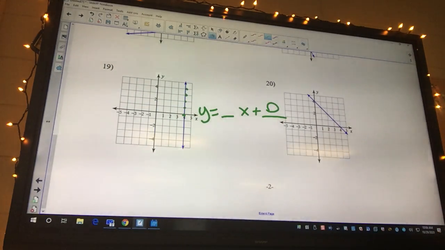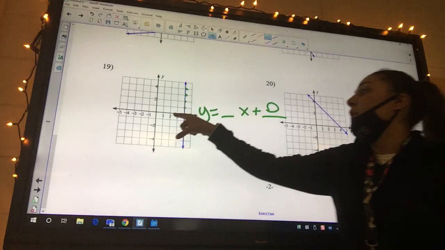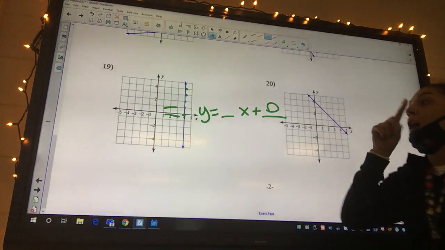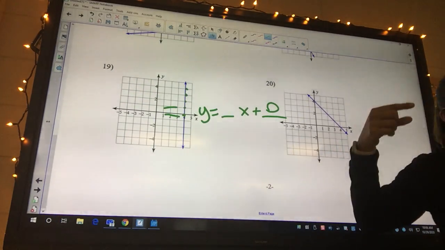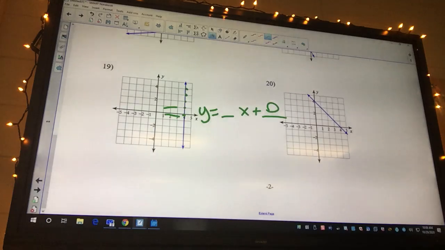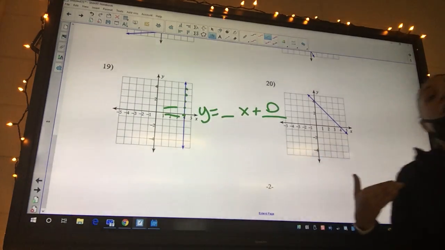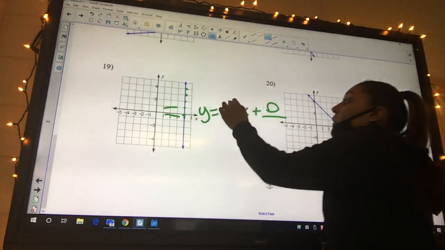How are you getting 5? I don't see where you guys are getting 5 or 10. I'm just curious. You're counting all of those? Okay, but we go from one point to the next point. How much do I rise from this point to this point? 1. I rise 1 every single time. How much do we run? Zero, we run none. So our slope is going to be just 1.